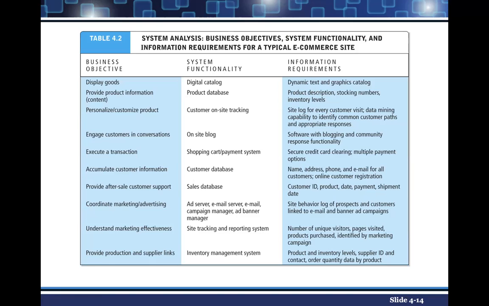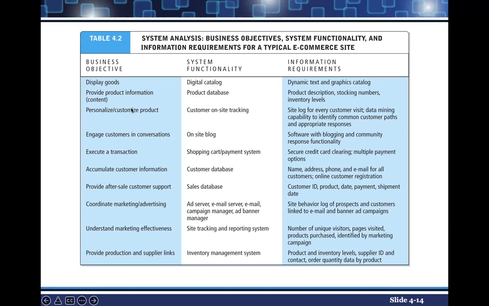If the business objective is to provide product information or content of that product, the system functionality is that we need to prepare the product database to serve this business objective. And for the information requirements, the product database consists of product descriptions, stocking numbers, and inventory levels.